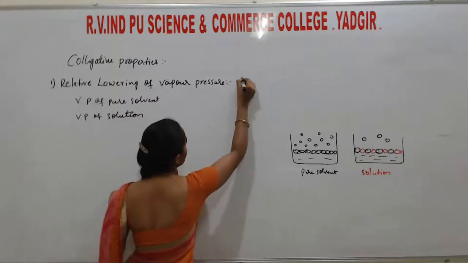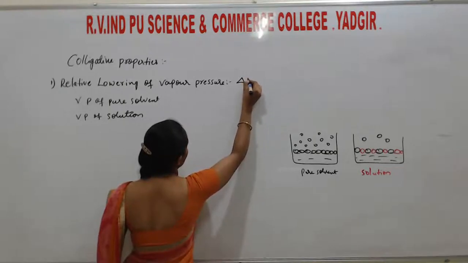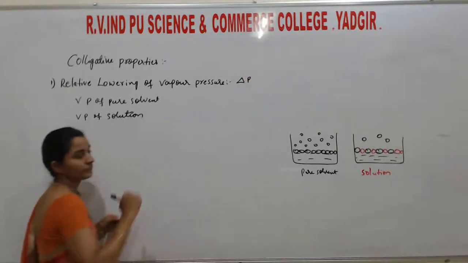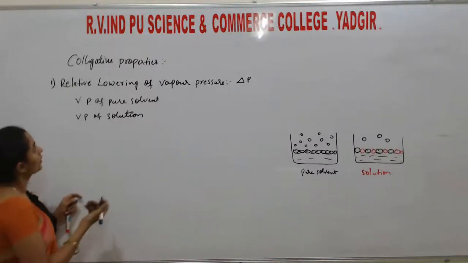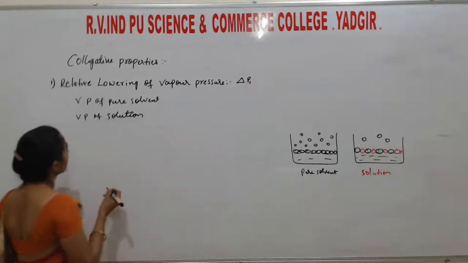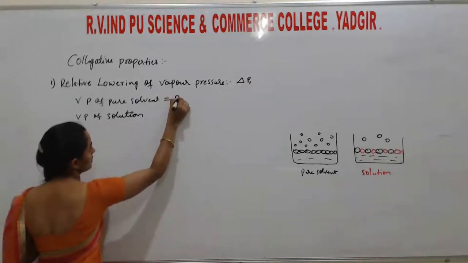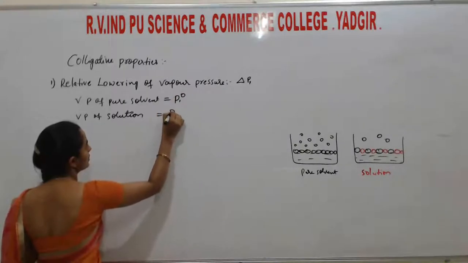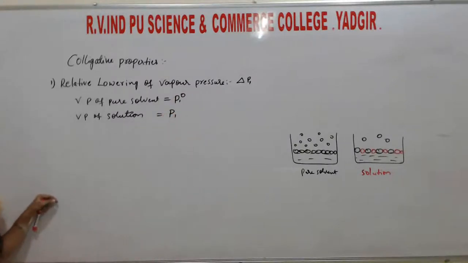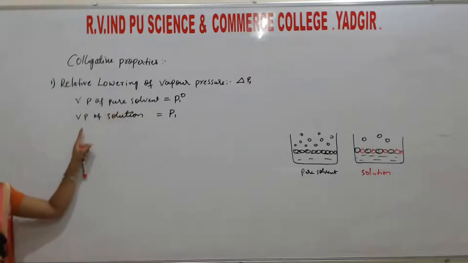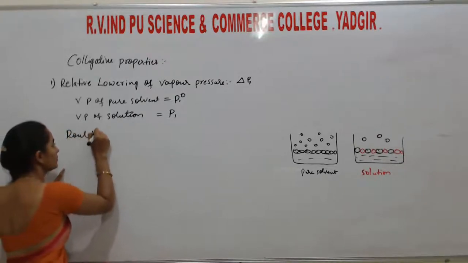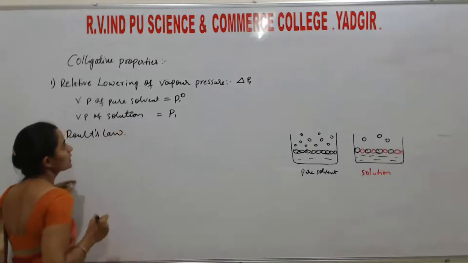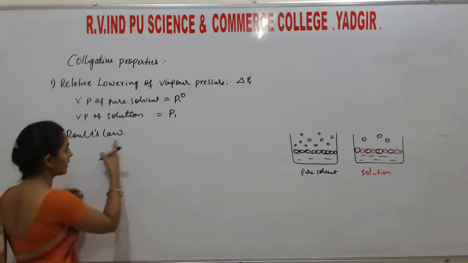So that is delta P. Here I will take delta P1 because of the pure solvent. Assume this one is P1 naught, this one is P1. This is the vapor pressure of a pure solvent, this is the vapor pressure of a solution. So this can be explained by what? Raoult's law. The vapor pressure of the solute in the solvent is explained by Raoult's law.